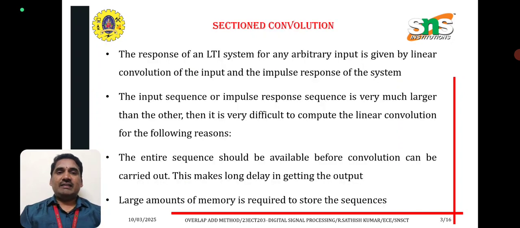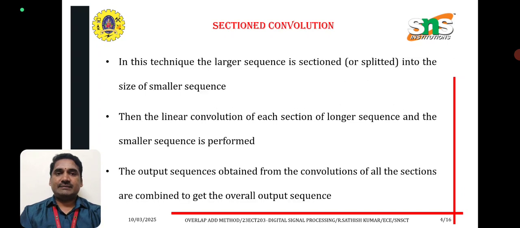Sectioned convolution: the response of an LTI system for any arbitrary input is given by the linear convolution of the input and the impulse response of the system. If the input sequence or the impulse response sequence is very much larger than the other, it is very difficult to compute the linear convolution for the following reasons. The entire sequence should be available before convolution can be carried out. This makes a long delay in getting the output. Large amounts of memory are required to store the sequences.